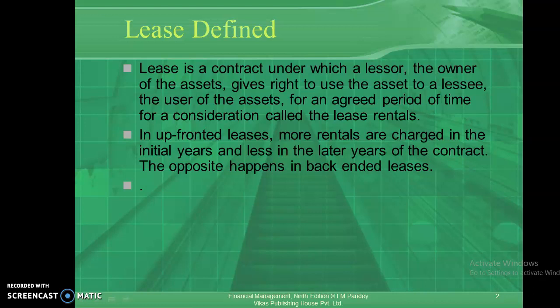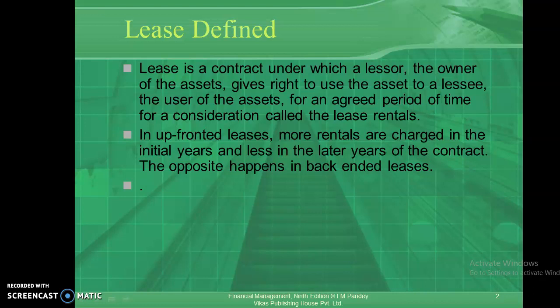So basically there are two types of lease. One is known as upfronted lease and the second one is known as back-ended lease. What are upfronted leases? In upfronted leases, more rental charges are charged in the initial years and a lesser amount is charged in the later years of the contract. Such lease agreements are known as upfronted leases. And the opposite is known as back-ended leases. In back-ended leases, less rental charges are charged in the initial years and more rental charges in the later years of the contract. Such lease agreements are known as back-ended leases. So lease agreements are of two types, upfronted leases and back-ended leases.